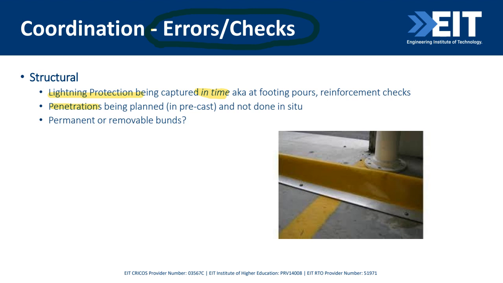And the last common one is bunding. When we ask for bunding, such as those oil leaks in a substation, we need to let the structural engineers know, is it temporary, meaning it can be removed, or is it permanent? Because there's nothing worse than having a permanent bund installed in front of something like a doorway where you can never roll equipment back in or out.